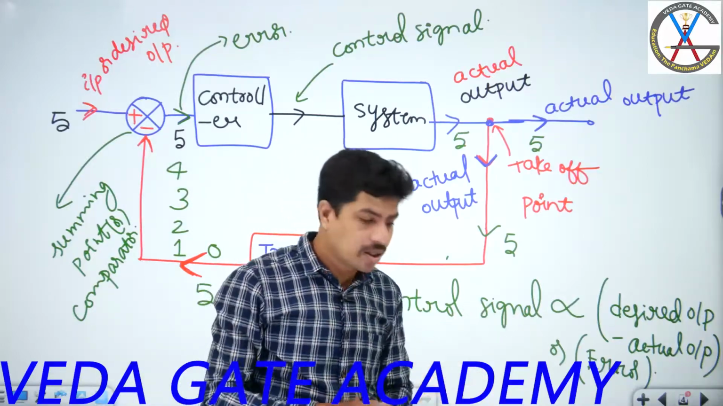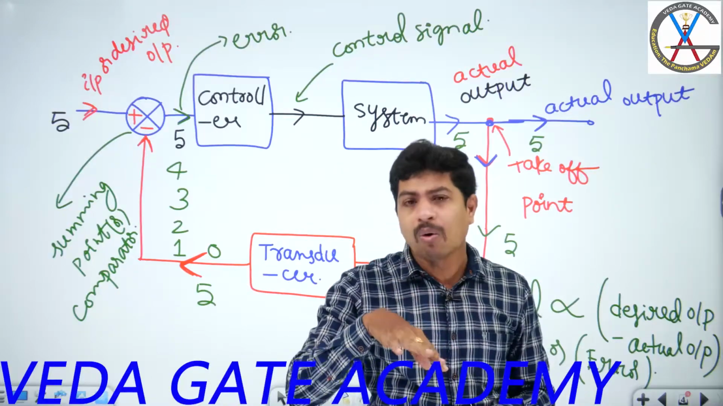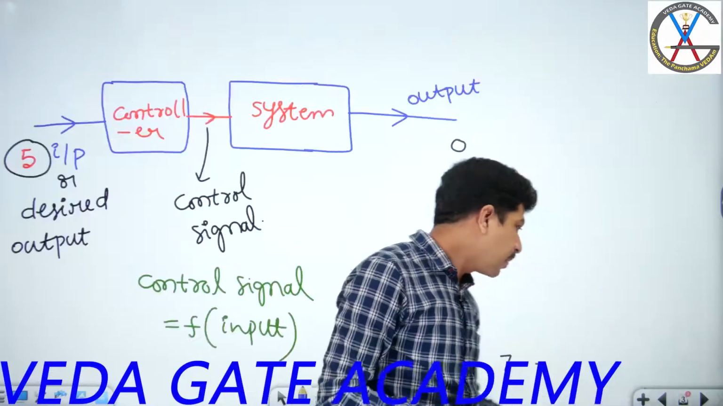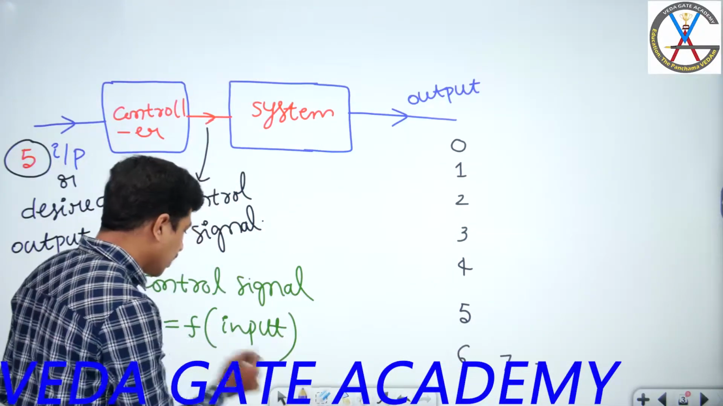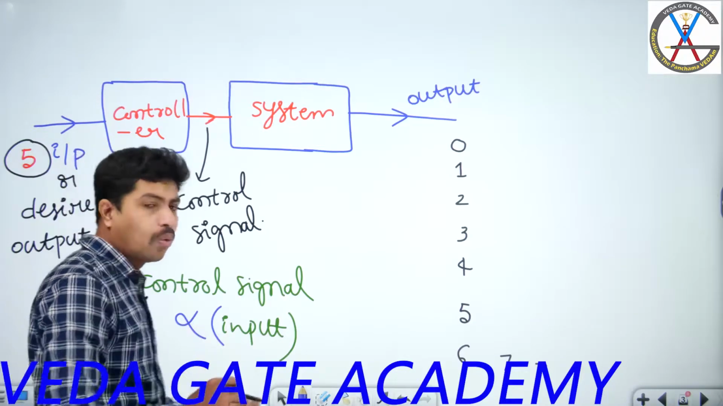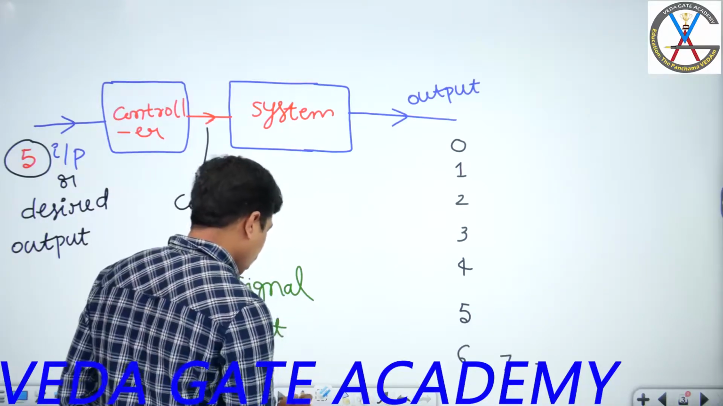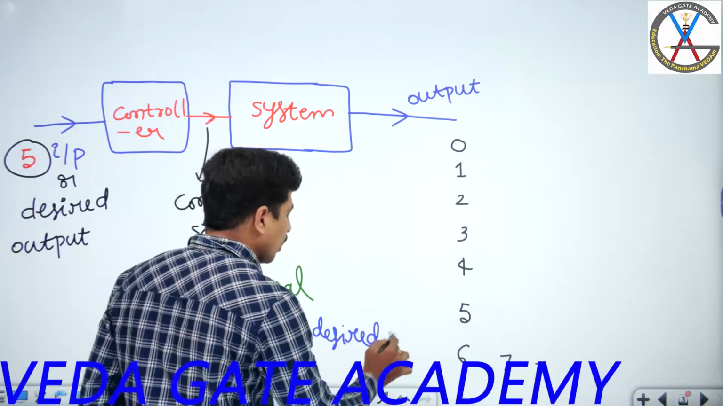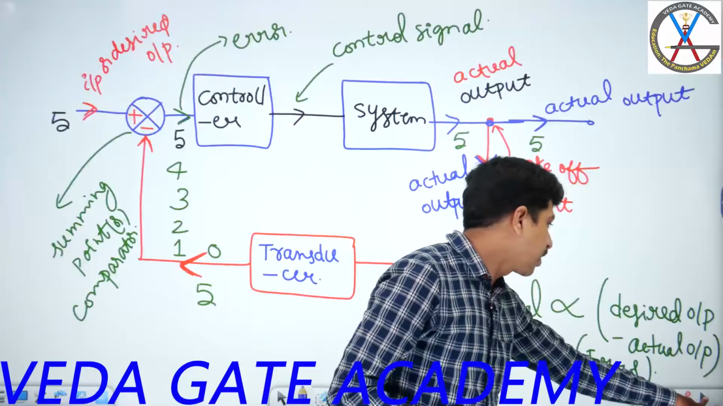And one more thing I want to tell you here. What is the difference between open loop and closed loop control systems? Here, simply I want to write one point. The control signal generated is going to depend on only the input or desired output. I can write here: only input or desired output. A very important statement I'm going to write here.